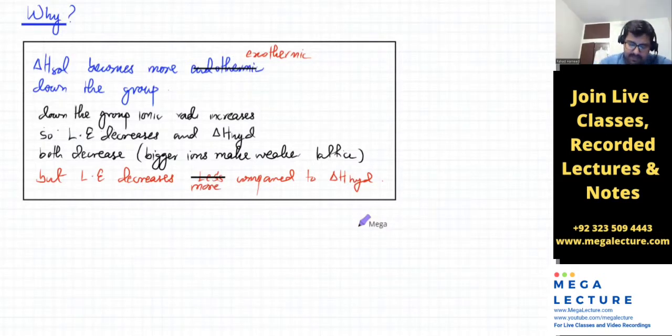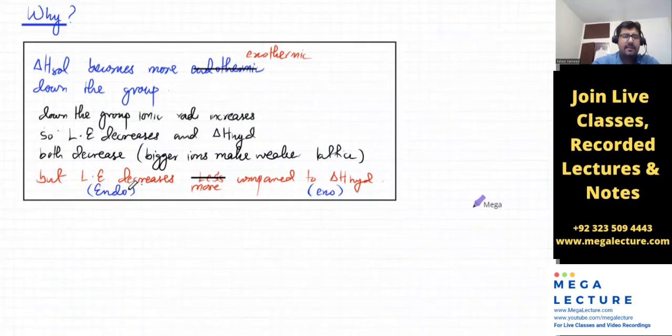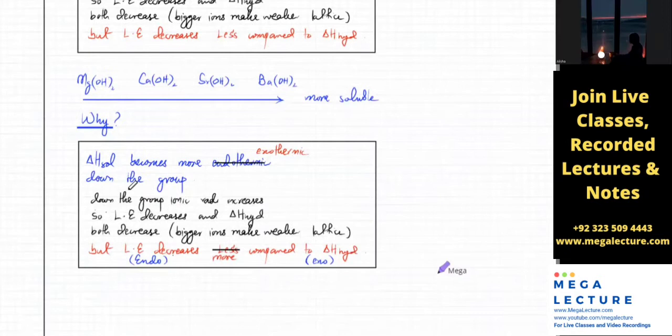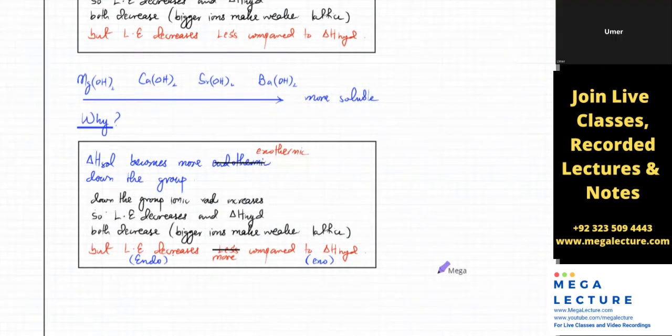Okay, so let's also write in these that breaking the lattice is your endothermic part, and forming bonds with water is your bond formation, your exothermic part. So since it's becoming more exothermic, that indicates that the exothermic part is bigger compared to the endothermic. Is this clear? Are these two answers clear to everyone? Yes, sir.